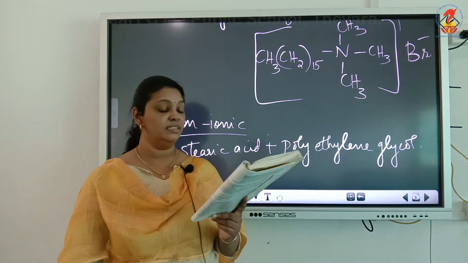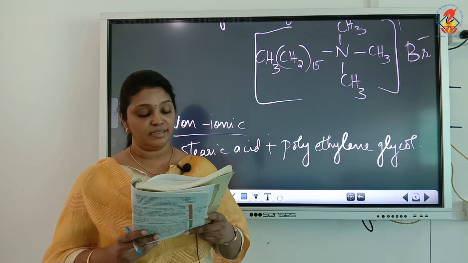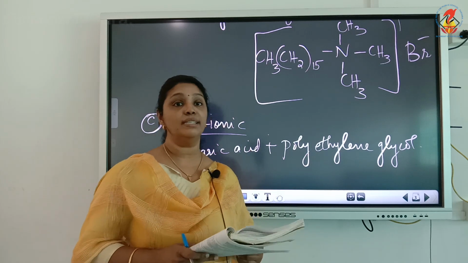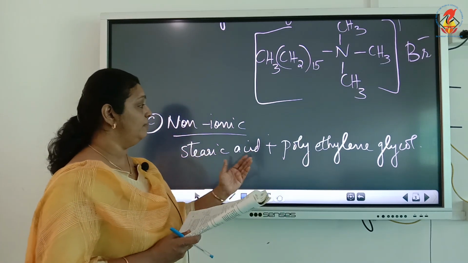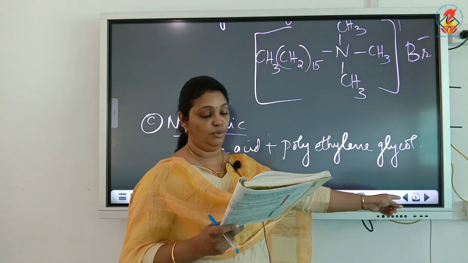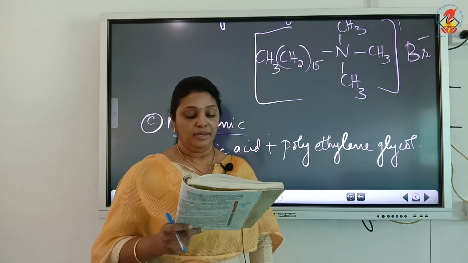Now, for non-ionic detergents, if you are asked to write a definition, we can give the definition like this. They are esters of high molecular mass alcohol. And an example for non-ionic detergent can be made by treating stearic acid with polyethylene glycol. Polyethylene glycol is our high molecular mass alcohol.